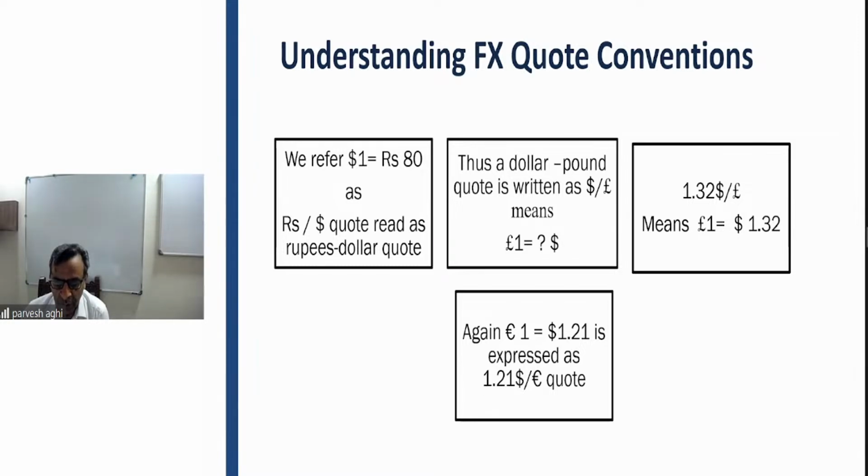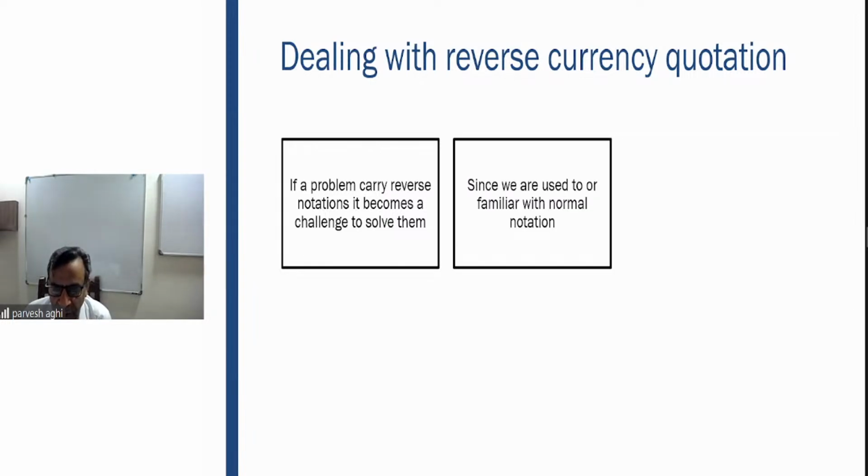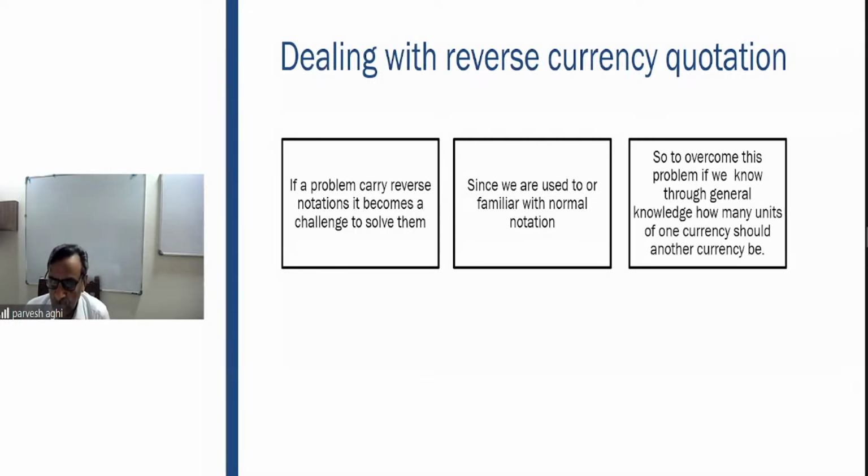So which means 1 euro is equal to how many dollars? Now where the problem comes. If a problem carries a reverse notation, it becomes a challenge to solve. Since we are familiar with the normal quotation, our mind is tuned towards understanding the normal one. But once it is given the other way around, we get confused. So how do we overcome this problem? If we have general knowledge of how many units of one currency should be another currency.